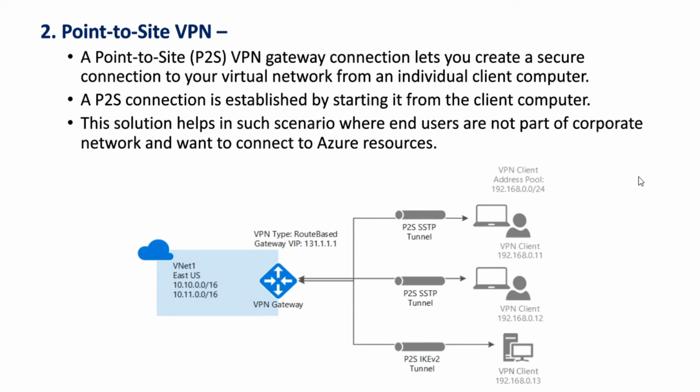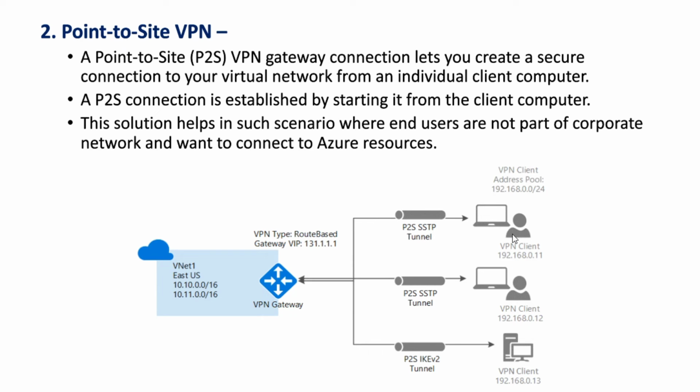Next we have point to site VPN. A point to site VPN gateway connection lets you create a secure connection to your virtual network from individual client computers. In this diagram, we have one virtual network and we have created a VPN gateway here. Suppose we have three clients who want to connect to this virtual network. Each client directly connects to the VPN gateway through a point to site VPN tunnel. It can authenticate using AD or certificate.